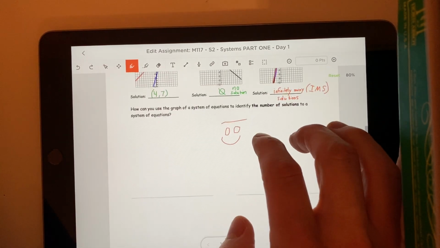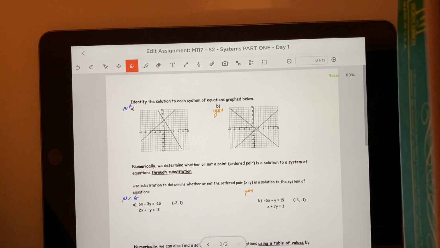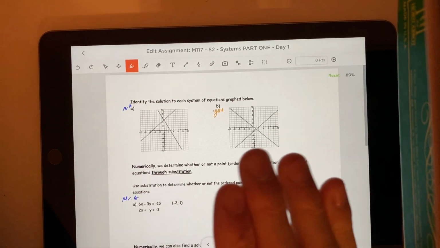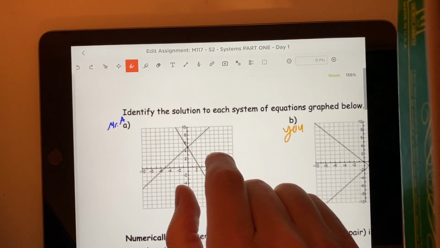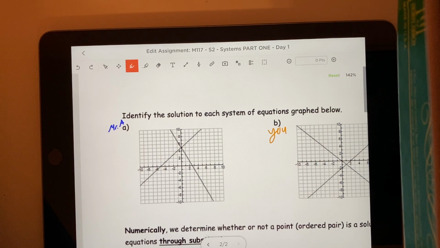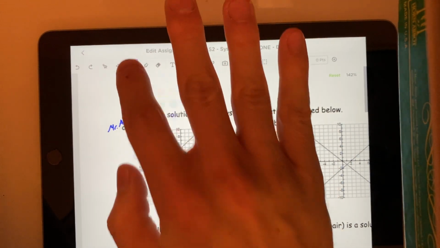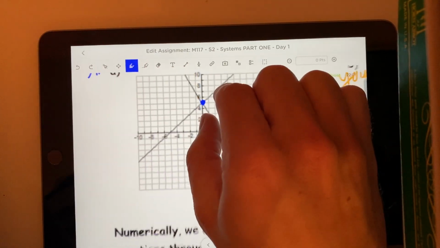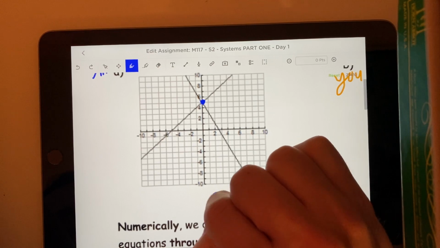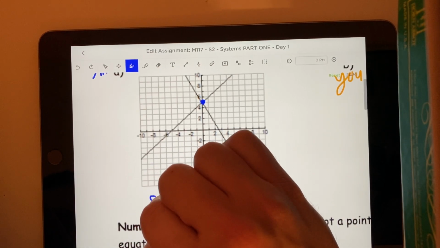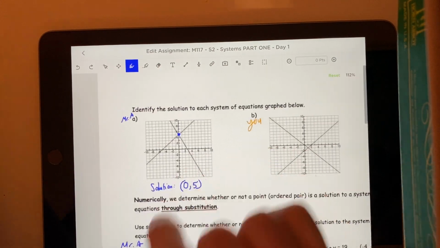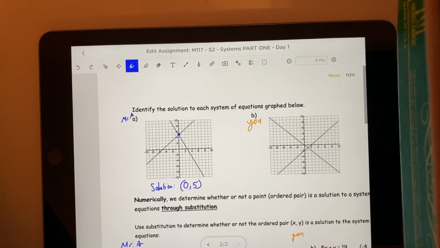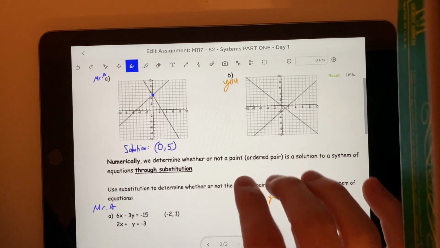That's it. Okay, page 2. So let's do these. These are actually pretty chill here. So I'll do the left, you guys can do the right. So it says identify the solution to each system. Well, this first one is we have two lines that cross each other, so we have one solution. So the solution is where they touch, and that's (0, 5). Done deal. Okay, you guys can obviously do that one over here to see where they touch.